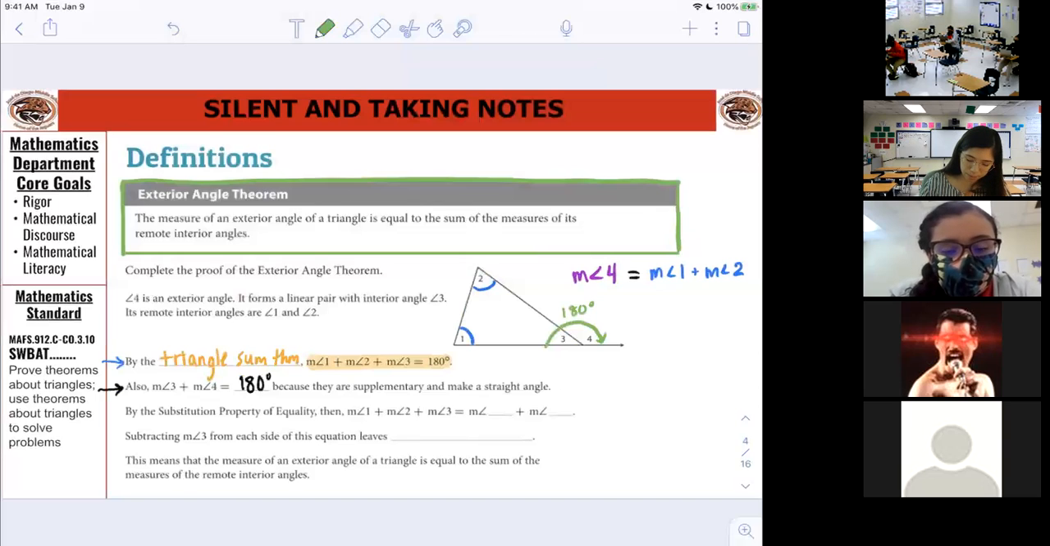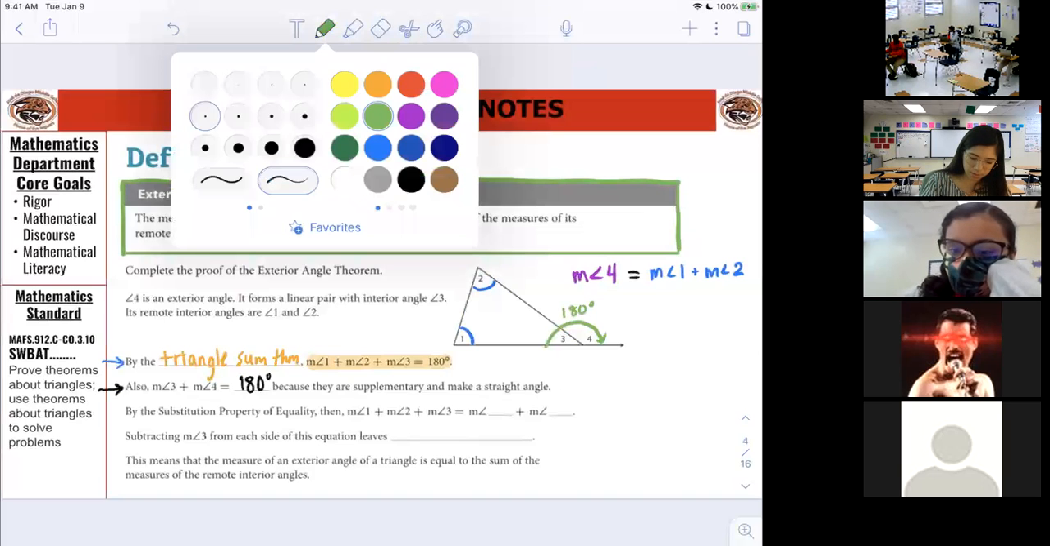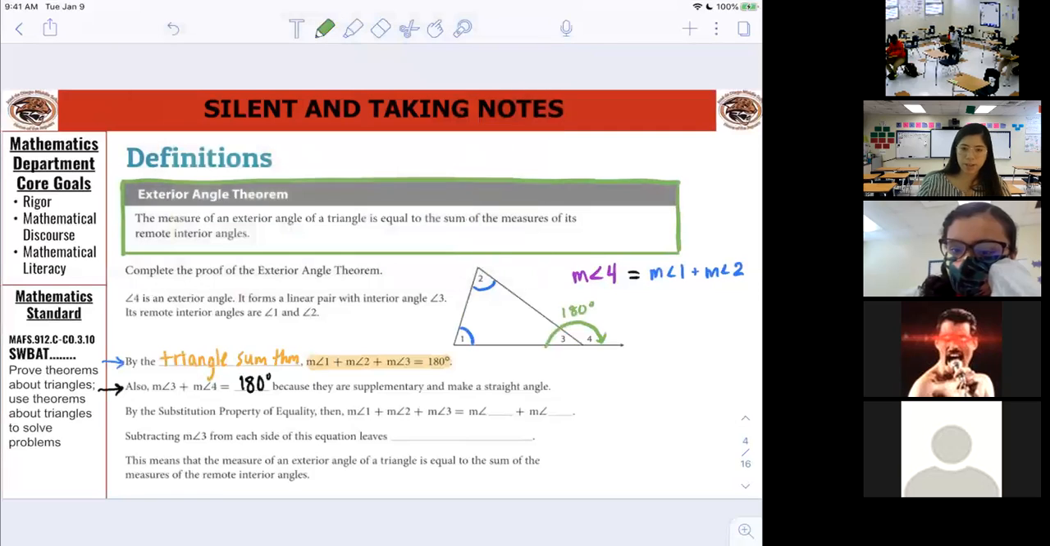All right, so the next statement says, by the substitution property of equality, the measure of angle 1 plus the measure of angle 2 plus the measure of angle 3, which we already said are 180, is equal to, what other relationship is equal to 180?